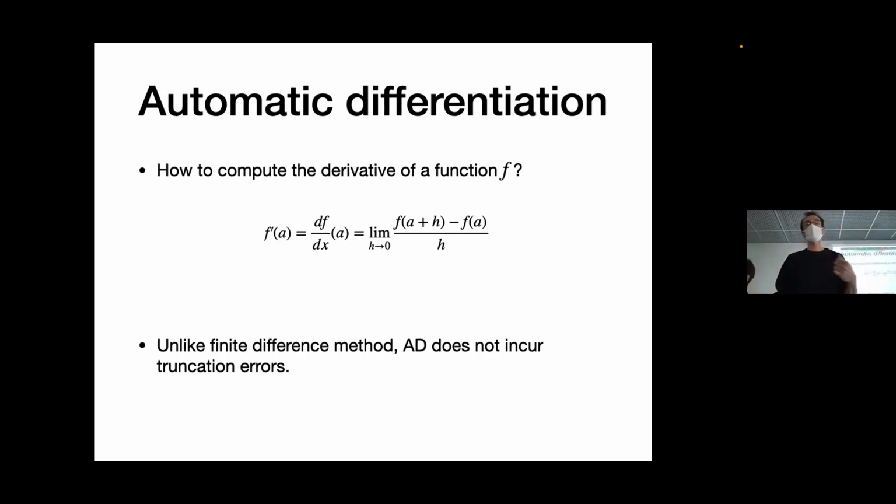Usually the thing that comes to mind is, okay, I can use a finite difference method. But in this case, if you look at the equation of the derivative, the gradient, I have the limit when h goes to zero. But in practice, what can be a good value for h? If it's too large, you may get a truncation error. If it's too small, it can be unstable. So definitely, the finite difference method should be avoided in our case.